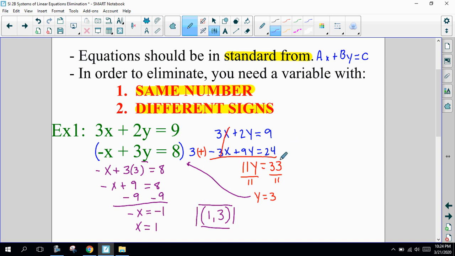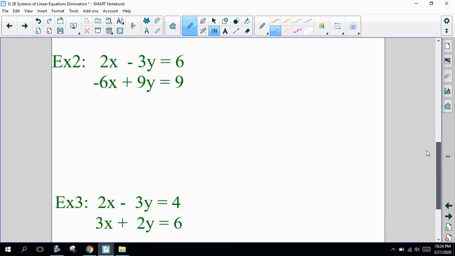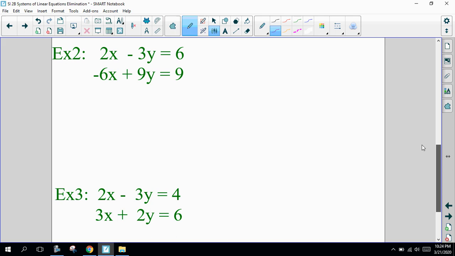So, taking a look here at our second example today, we're looking to do the same thing with elimination. The equations are in standard form, so it's set up to eliminate. I can look at my x's here and say, oh, I could multiply this top equation times 3. And if I multiply that times 3, it's going to give me the same number in front of my x. So let's go ahead and do that.